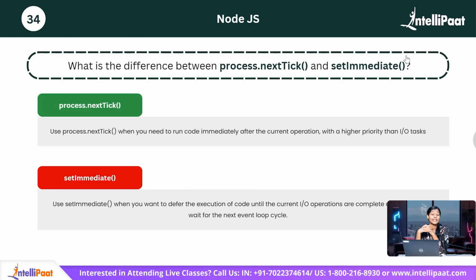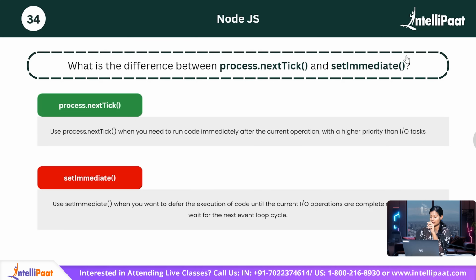Process.nextTick is used when you have a high priority task, but right now a task is being executed. So process.nextTick will wait for that particular event loop to finish, and immediately after the first one is finished, process.nextTick will be executed. But as for setImmediate, it is executed after everything is done. It's just like, okay, I'll wait for everything to get over and then I'll execute my task.